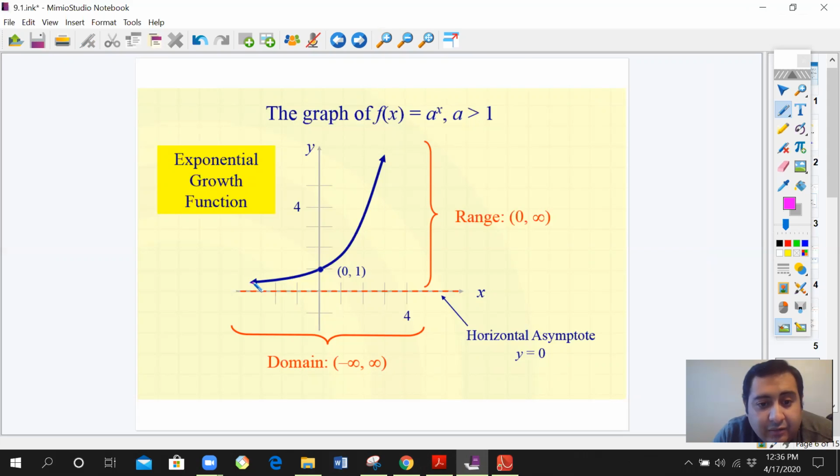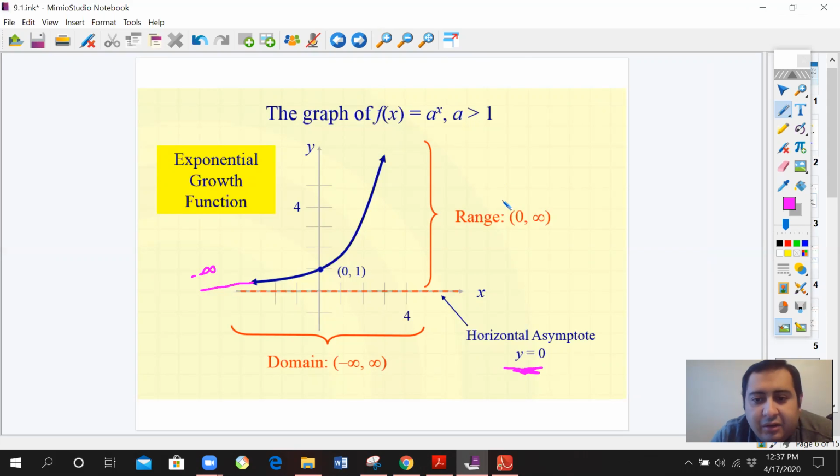It means that this is going to continue. It's going to get really, really close to y equals 0, but it's going to go all the way to negative infinity values. It's never going to be touching the exact value of y equals 0. Okay.